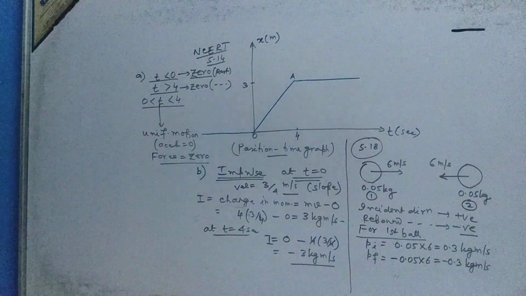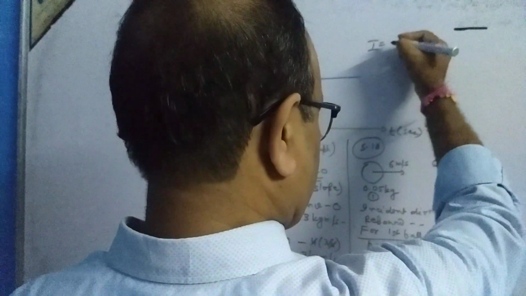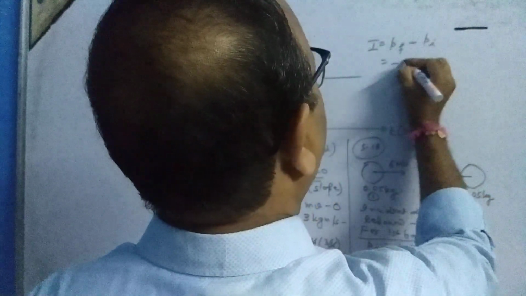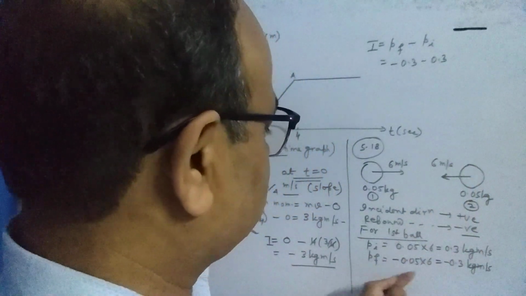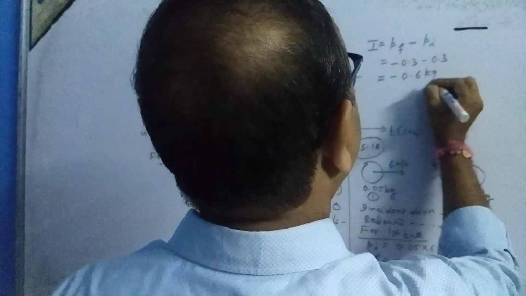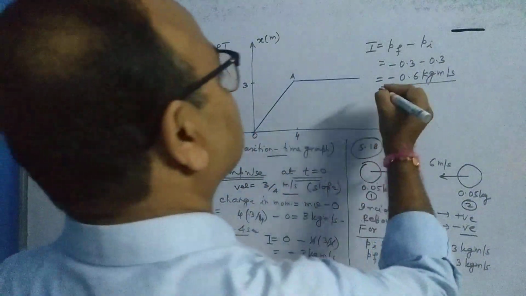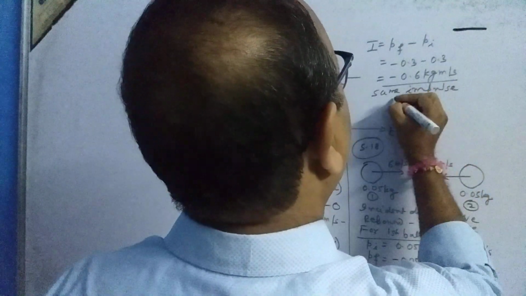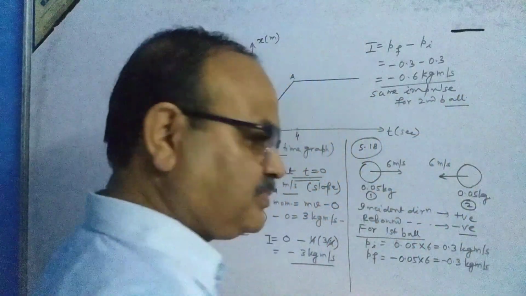Now I want to find out the impulse. If I want to find out the impulse, impulse is equal to final momentum minus initial momentum, which is equal to how much? Minus 0.3. First one is negative, second one is positive, means minus 0.6 kg m/s. Okay. The same impulse for the second ball, because the process will be the same.